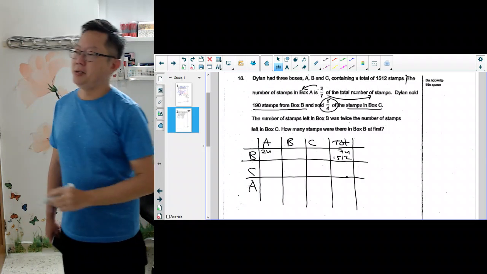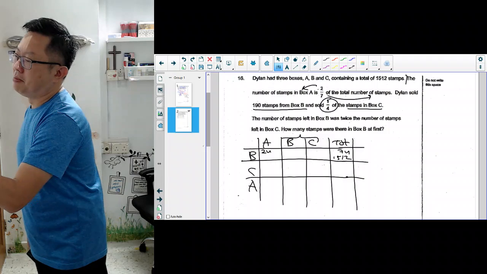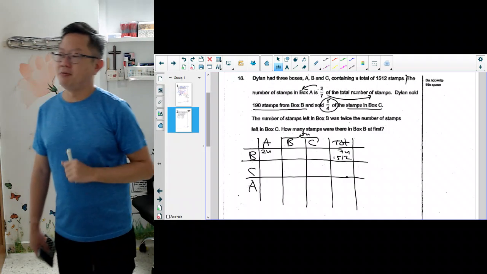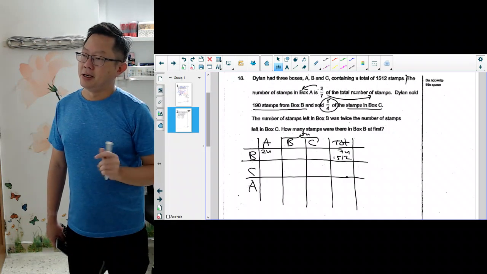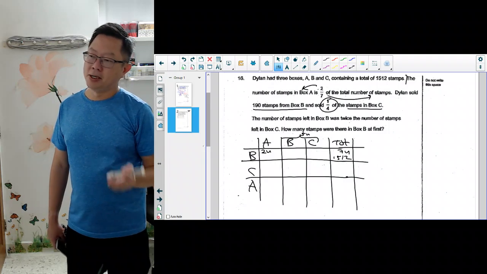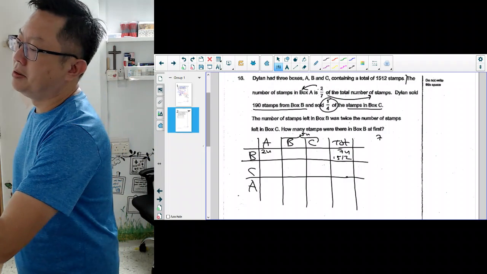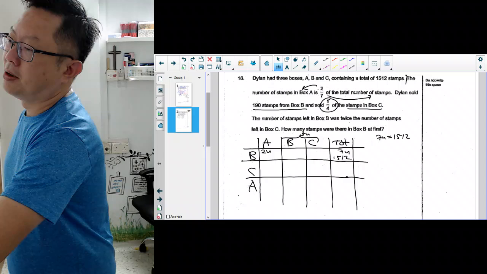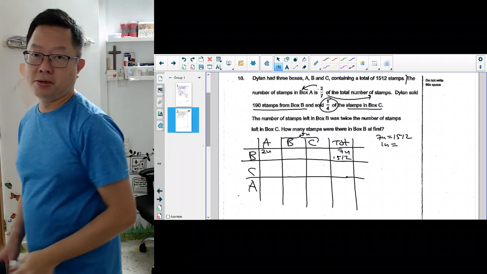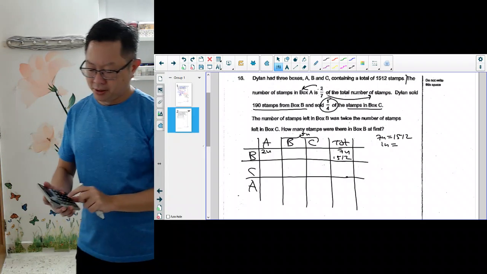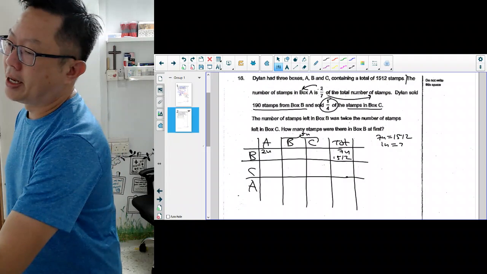So where are the 5 units? The 5 units must be your box B and box C. Okay, that's your 5 units already. Okay, and immediately what can I do? I can find what is 1 unit. So my 7 units is 1512. Okay, so as you fill the table, you can also do some solving. So 1512 divided by 7, you get 216.